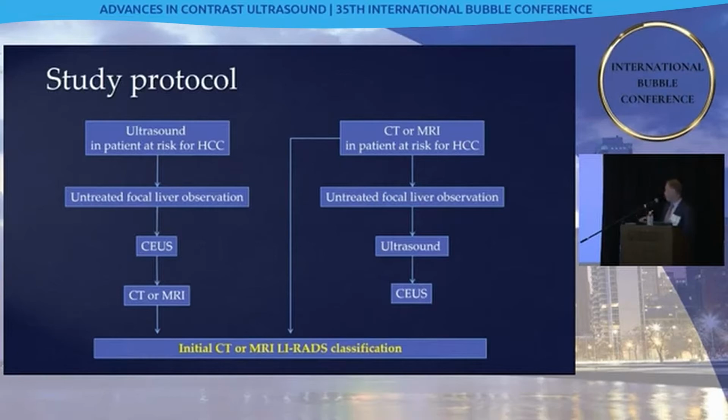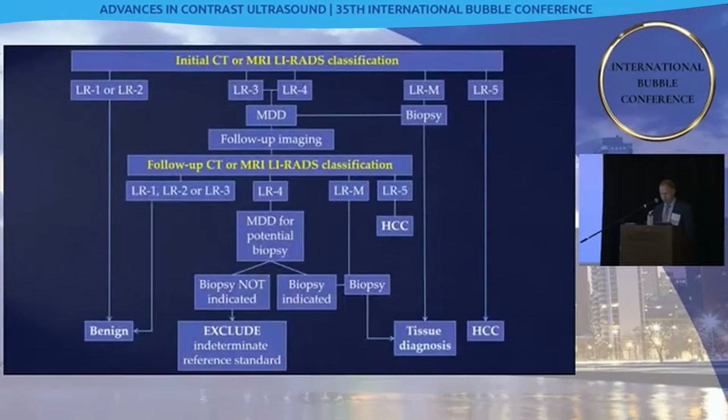After we get that, within 4 weeks, we would send them to CT and MR for LI-RADS classification. And from there, we would split patients based on CT and MR classification. LI-RADS 1 and 2 will be considered benign, and they would achieve final diagnosis. LI-RADS 5 lesions on CT and MR will be considered HCCs, and LI-RADS M lesions will go to biopsy.